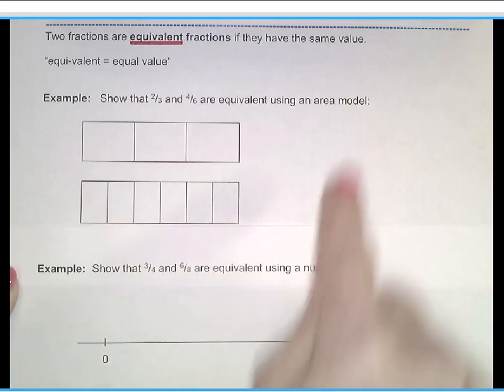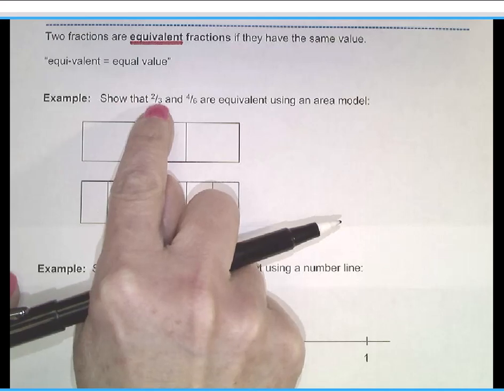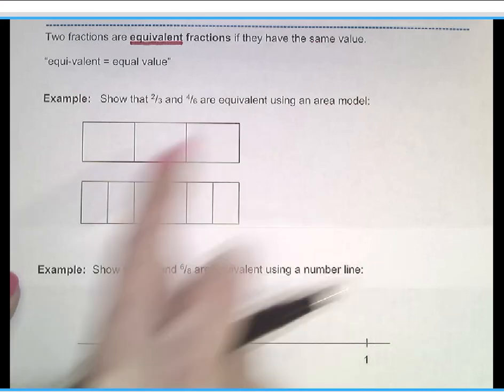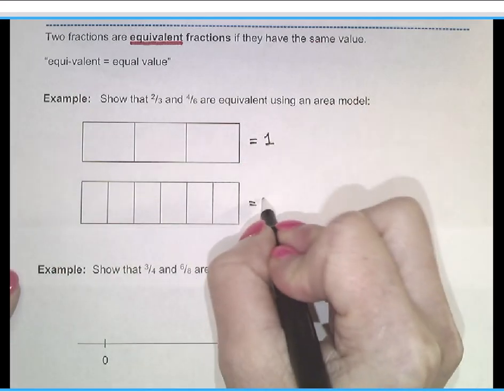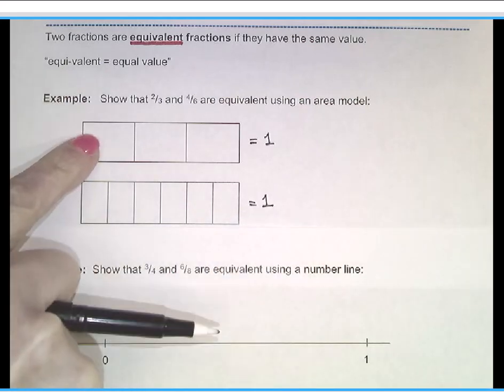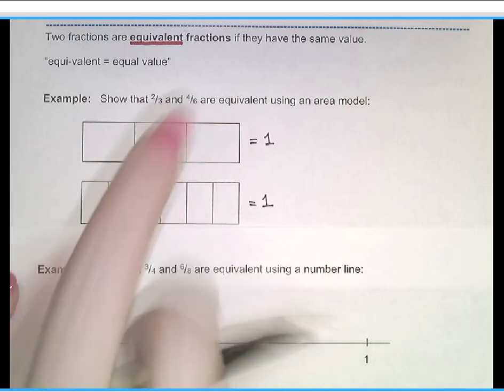Because it's an area model, you have to draw two-dimensional shapes, and I think rectangles are the easiest. If we want to show that they're equivalent, one of them is in the language of thirds, the other one is in the language of sixths. The rectangles I've drawn to start with are the same size, because when you're comparing, you want the wholes to be the same size. I cut the top one into thirds, and I cut the bottom one into sixths, because we have the language of thirds and sixths.